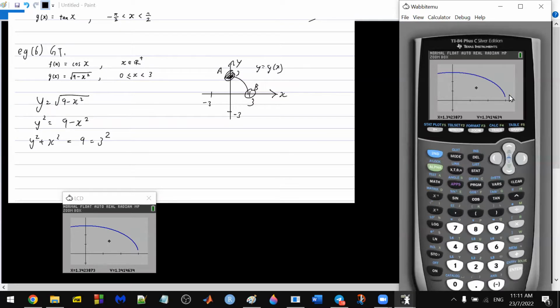That's because of the limitations of the GC. They are not able to calculate values that are so close to infinity, so close to 0. So you need to know that it is a circle, then you should just go all the way to 3. There is no asymptote here. All right. So anyway, g is done. How about f?